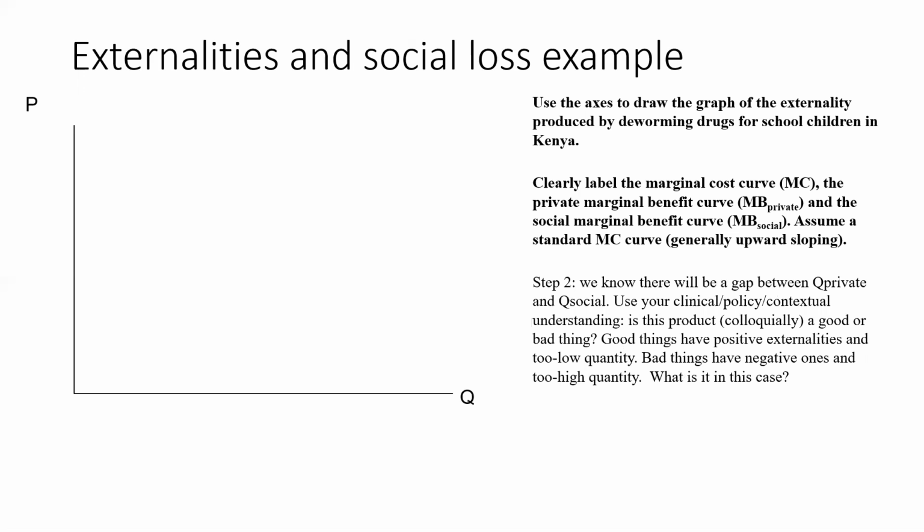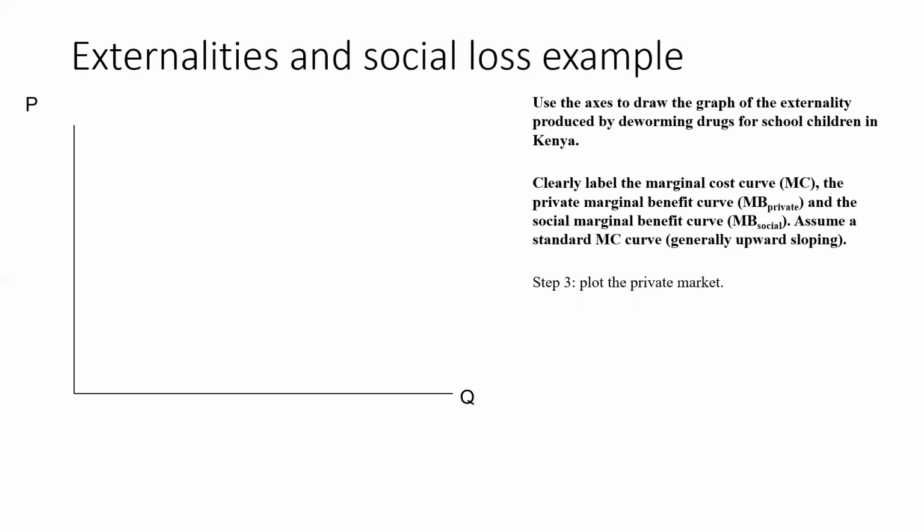So the second step there is, since we know that there will be this gap between private and social, here with this prompt, use your clinical or policy or general understanding of what's going on here. Is this a good thing or a bad thing? This is a drug that reduces parasites. So I think it's probably reasonable to assume that this is going to be something that's beneficial. So in this case, think about what that's going to mean for whether quantity private will be larger or smaller than quantity social.